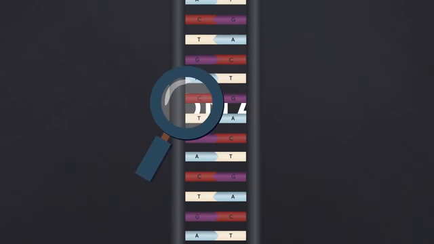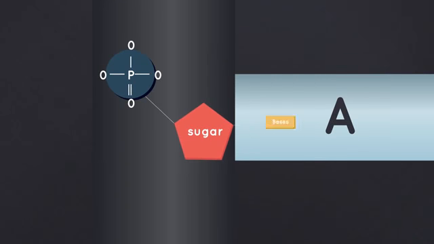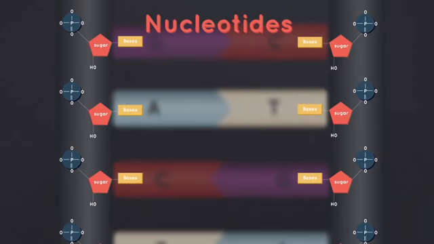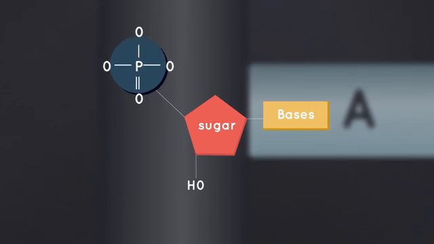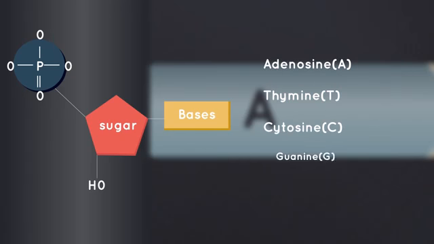DNA is made up of lots of molecules called nucleotides. DNA is a polymer because it is a large molecule composed of repeated subunits, the nucleotides. Each nucleotide contains a phosphate group, a sugar group, and a nitrogen base. When people think of DNA, they usually think of these bases. There are 4 bases: adenine, thymine, cytosine, and guanine.